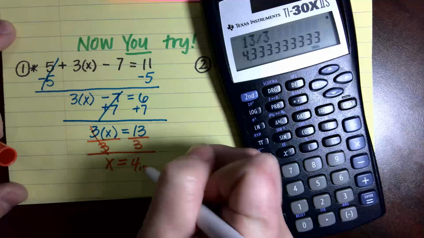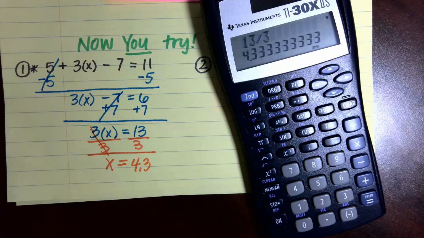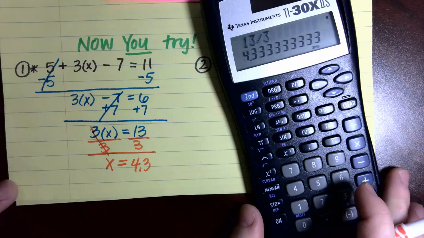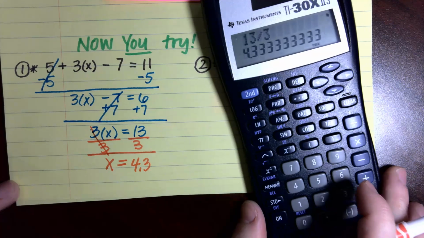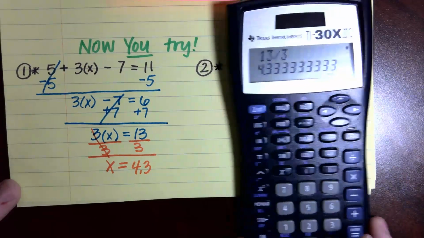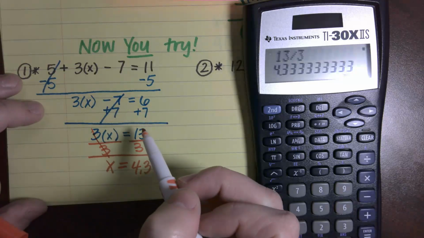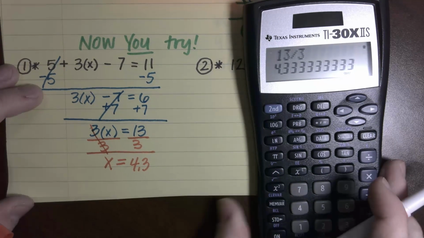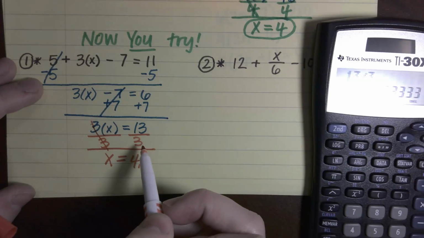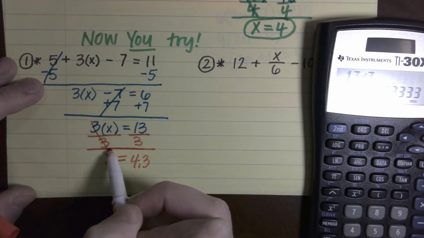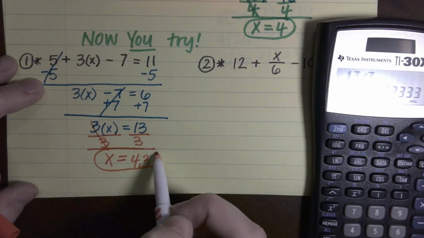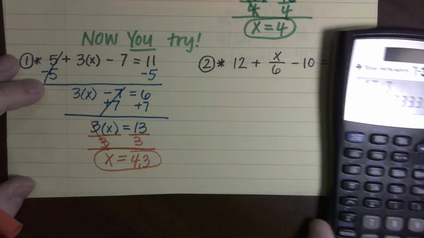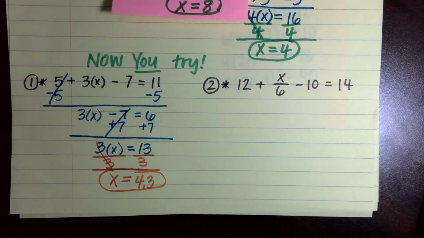4.3. That's not what I got. What did you get, Lisa? 13 divided by... Oh, it just gave you the fraction form. So you could just say x equals 13 over 3 if you don't want to write down an ugly decimal. But we also know here that when we do divide it, we will get x equals about 4.3. Does that make sense to everybody? Yes. Any questions?